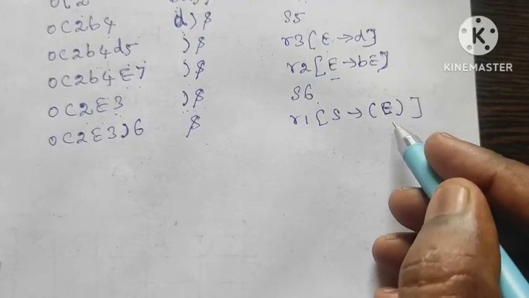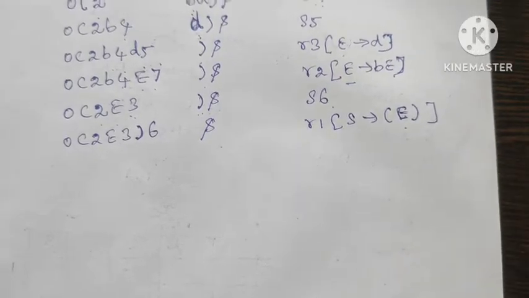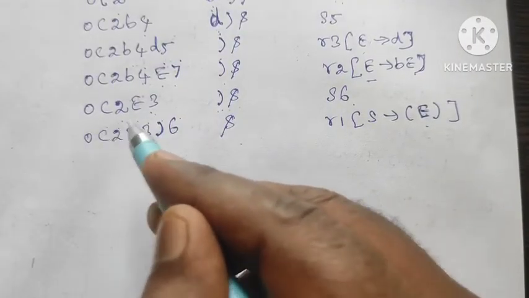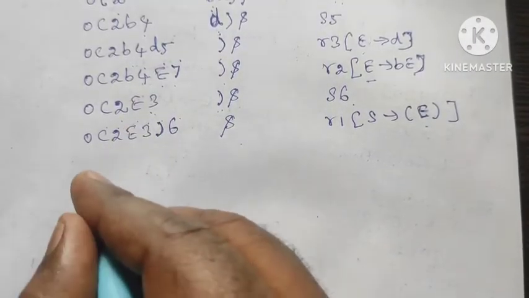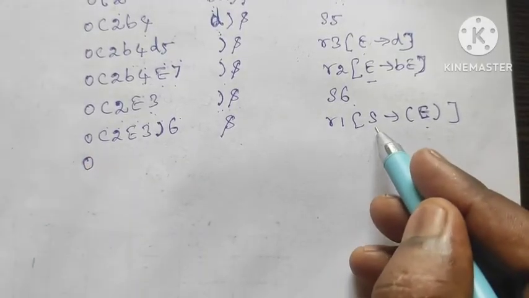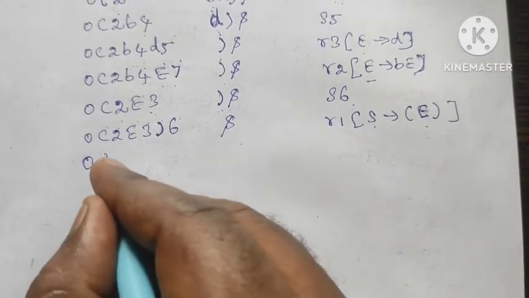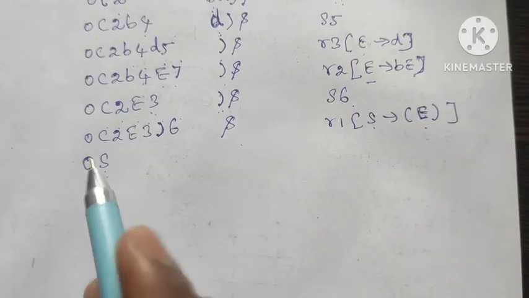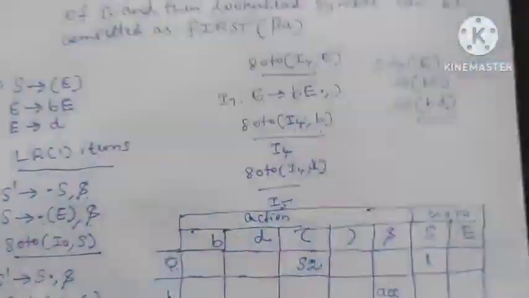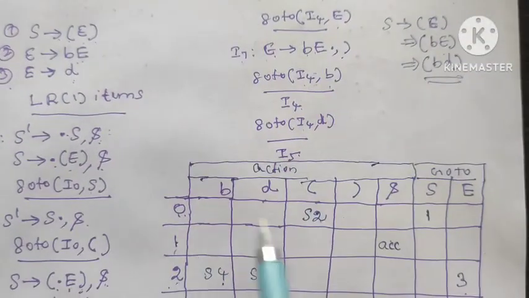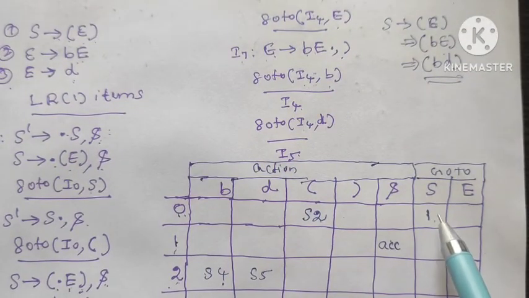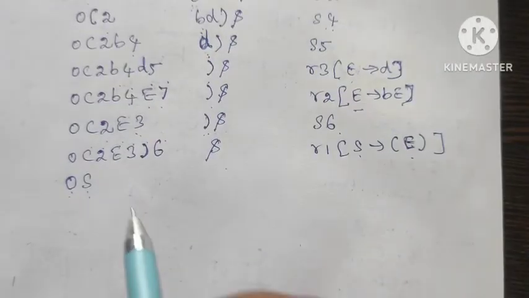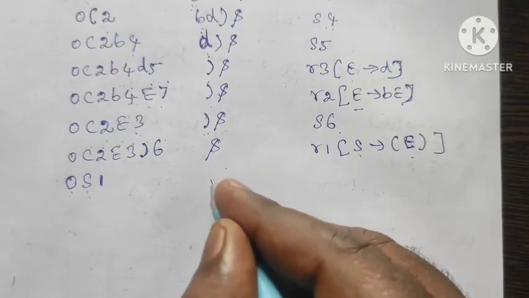3 elements on the right side means you have to pop 6 elements from the stack. 6 elements from the stack is 1, 2, 3, 4, 5 and 6. Except 0, everything goes off. Now push this S inside the stack, and 0 and S. Left side you have 0, right side you have S. Now check with the parsing table. 0 and S actually produces me 1. So now 0 and S produces 1 and dollar.